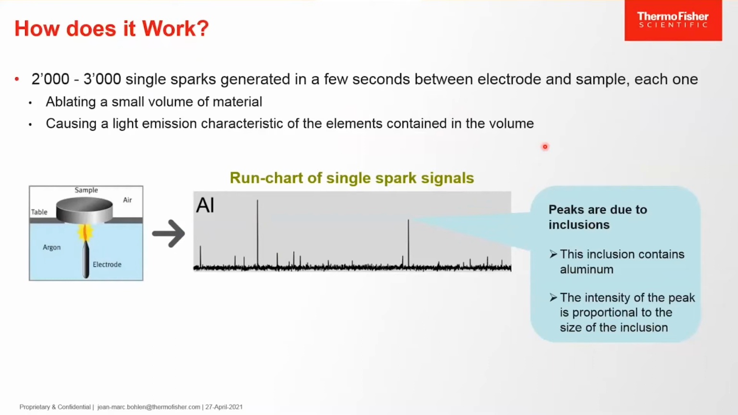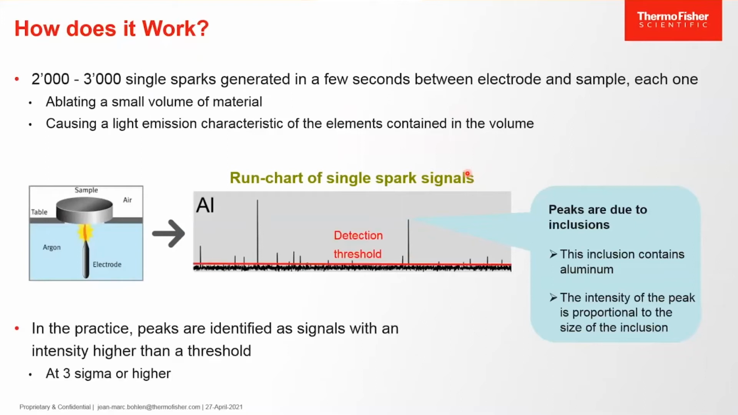The peaks are the signals due to the inclusions that contain at least some aluminum. The intensity of the signal of the peak is proportional to the size of the inclusion. In practice, peaks are identified as signals with an intensity higher than a threshold. In many cases, we use 3 sigma to discriminate peaks from noise, but the threshold can also be set higher when only a larger inclusion needs to be detected.